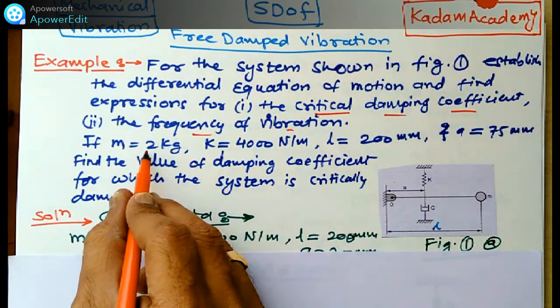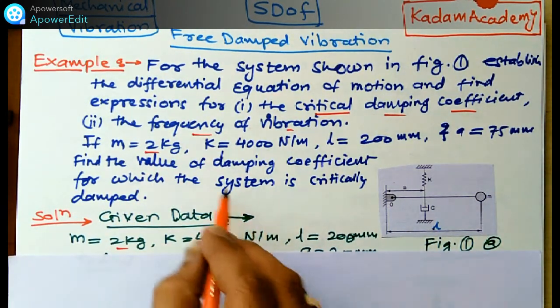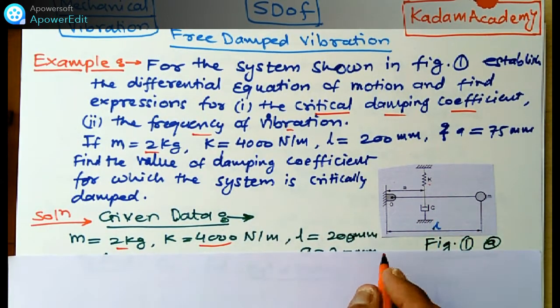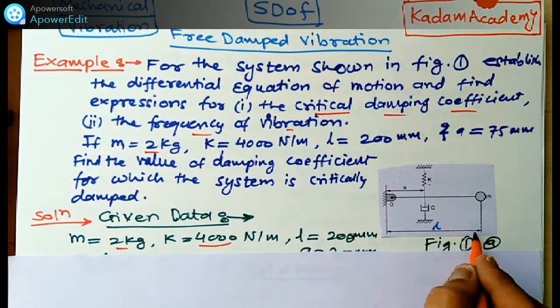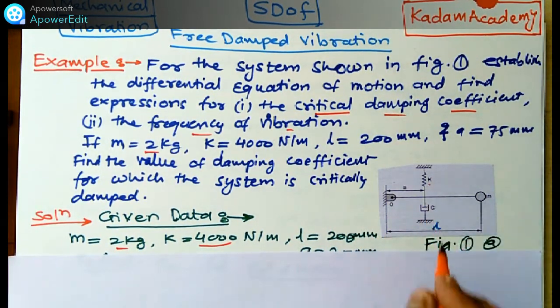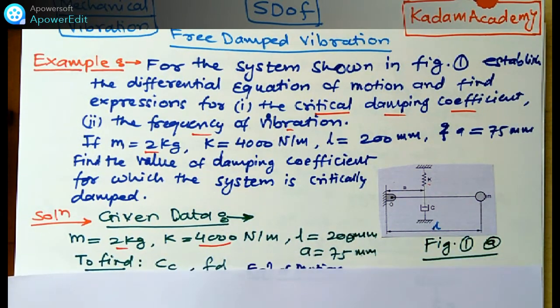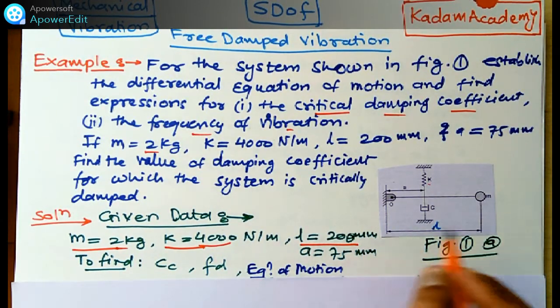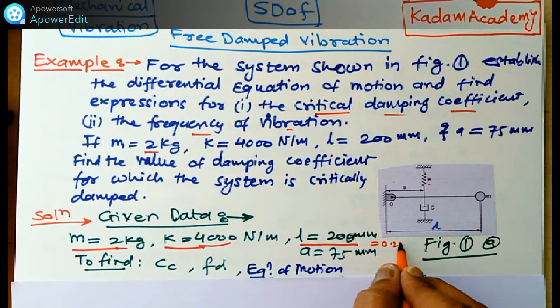So M is given as 2 kg. This K is the stiffness, and its value is given as 4000. L is the total length of this bar, which is supported by the spring, with the damper on the bottom side, which is fixed. So the actual given data: mass, stiffness K, and the total length of the bar is 200 millimeter. We have to convert it into meters, that is 0.2 meter.